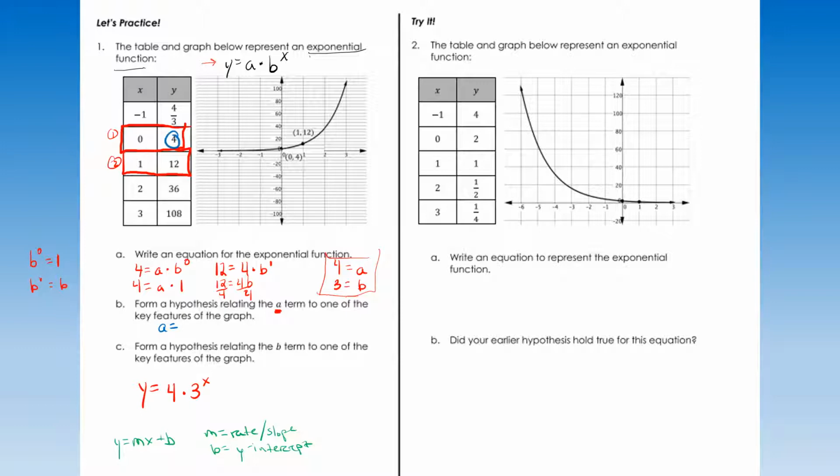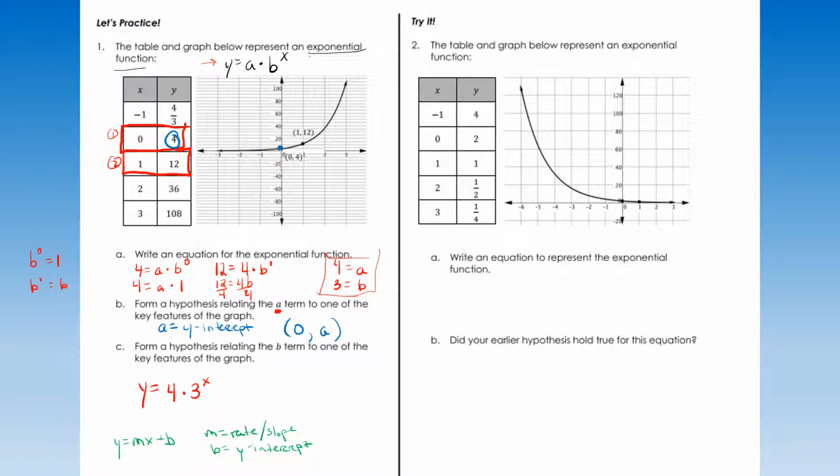Where else do we see 4 on the table or in the graph? Well, here's 4. 4 is when x is 0, right? If we look on the graph here, 4 is when x is 0. And what do we call the point on a graph where x is 0? We call that the y-intercept. So it looks like the a value in my exponential equation is the y-intercept of my graph. Okay? So looks like when x is 0, y is equal to a.